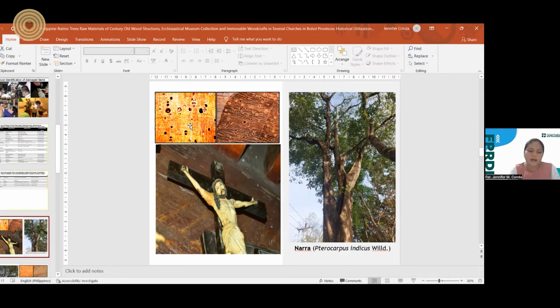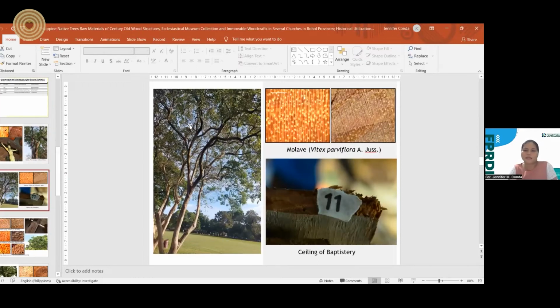When we speak of Nara, this is a medium to large tree with a yellowish wood. The texture is moderately fine to moderately coarse, and it is moderately hard and heavy. So I can identify Nara by its ring porous, which is large pores in rings, and the presence of pith marks. When we identify some of the structures, we see the antique priest chairs are made up of Nara, and other wooden chairs are also made up of Nara.